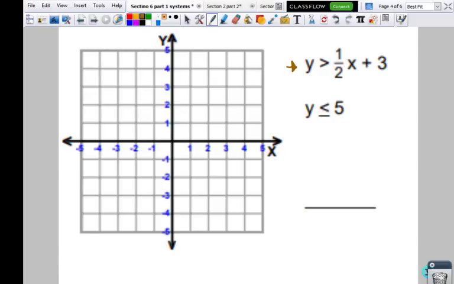So graph the first line on your own, which is maybe not the hardest, but the longest part.